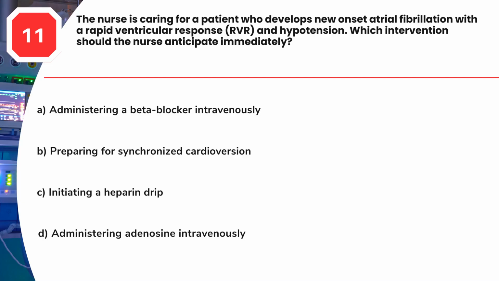Question 11. The nurse is caring for a patient who develops new-onset atrial fibrillation with a rapid ventricular response, RVR, and hypotension. Which intervention should the nurse anticipate immediately? A. Administering a beta blocker intravenously. B. Preparing for synchronized cardioversion. C. Initiating a heparin drip. D. Administering adenosine intravenously.